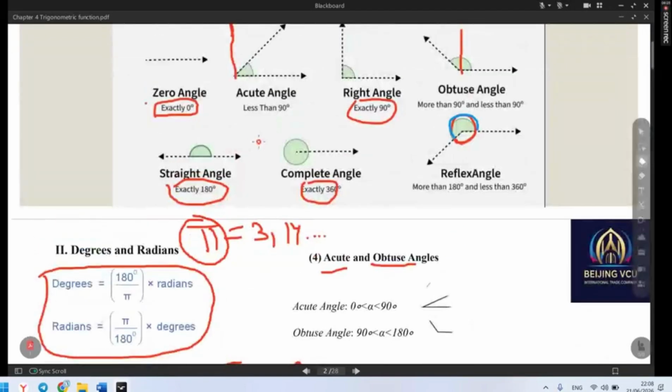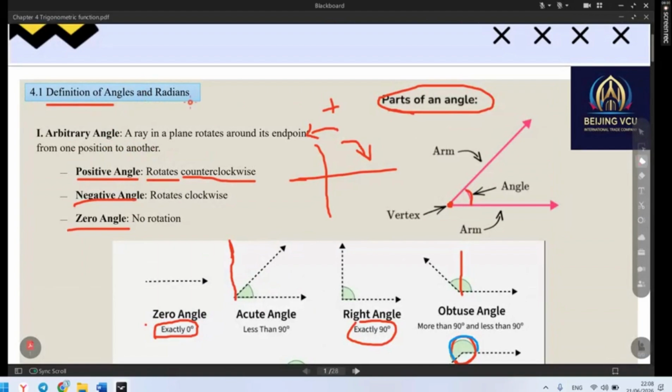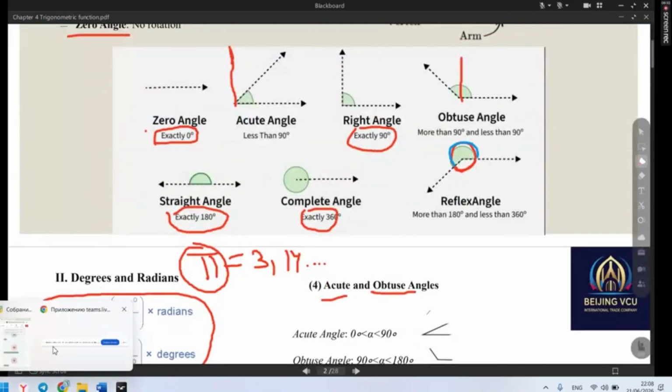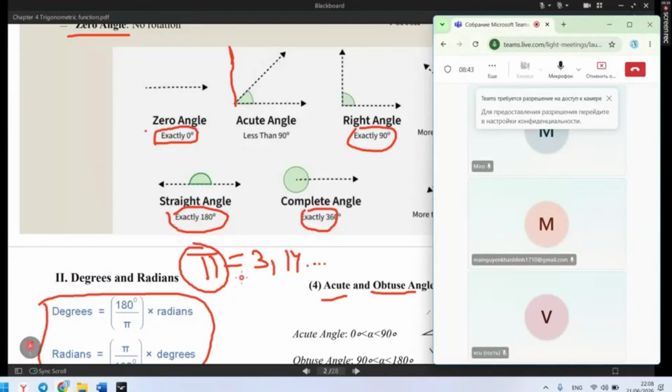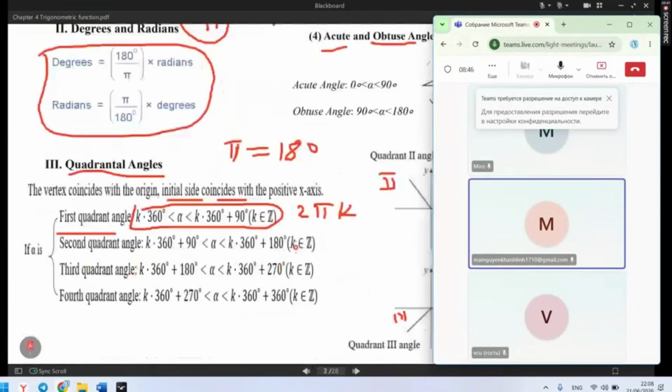Okay, do you have any questions about the angles and radians? Hello? No, I don't have any. You don't have any questions?